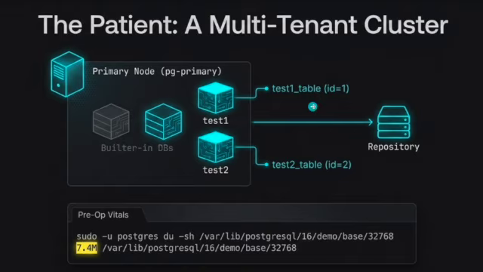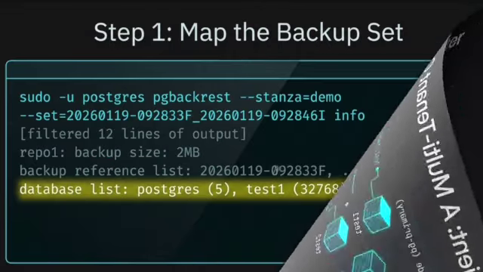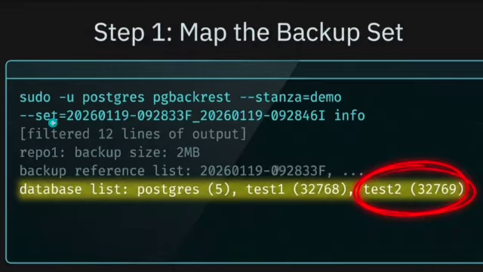You have two databases, test1 and test2. You have taken the full backup, and as you are already aware, each and every database will have an ID under the base directory. You can see there are two IDs related to these two databases. With pgBackRest, you can use the info command with the set option of the particular backup, and you will get the list of databases present in the backup. Now you can see that postgres, test1 and test2 are there.